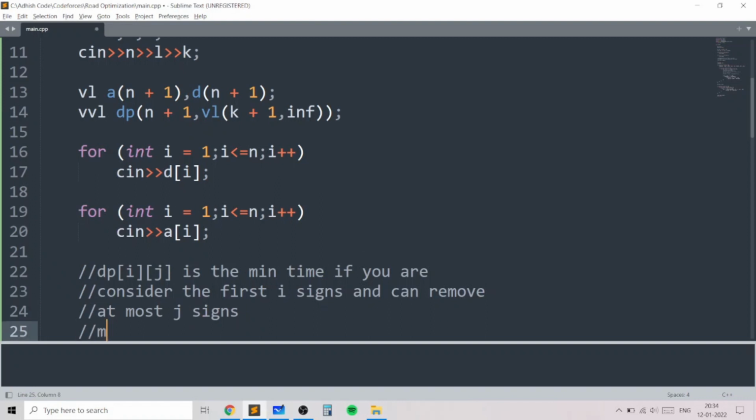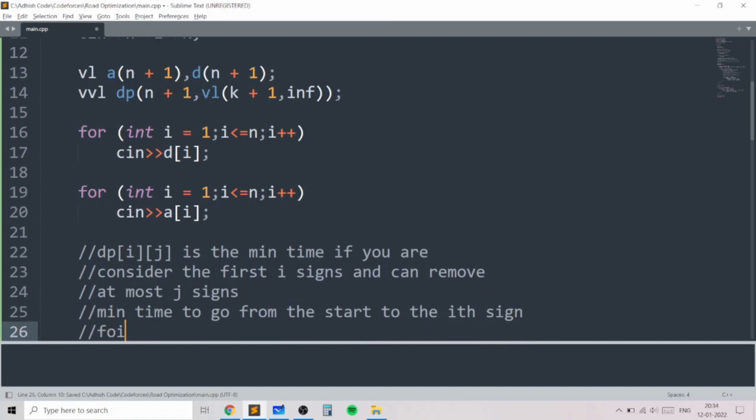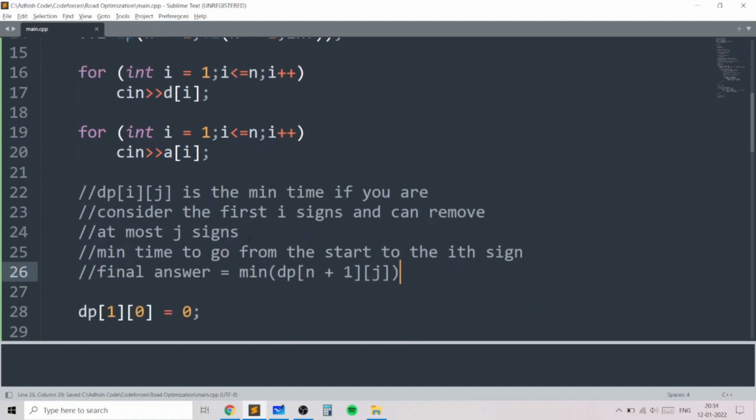And this is actually the min time to go from the start to the ith sign. And the final answer is actually given by dp[n+1][j], but I recompute the final answer in a separate loop just to make it simpler. Initially dp[1][0] is 0, so this is the first base case, and this is because you are essentially at the start, so you don't spend any time.